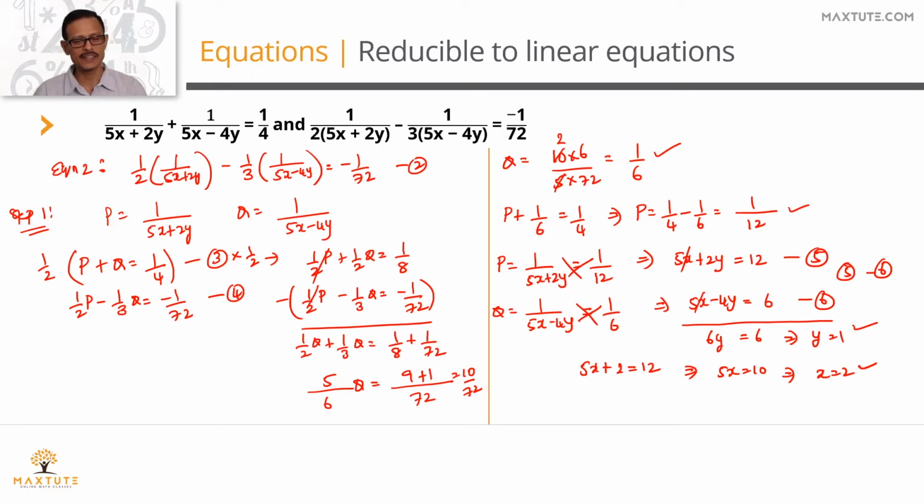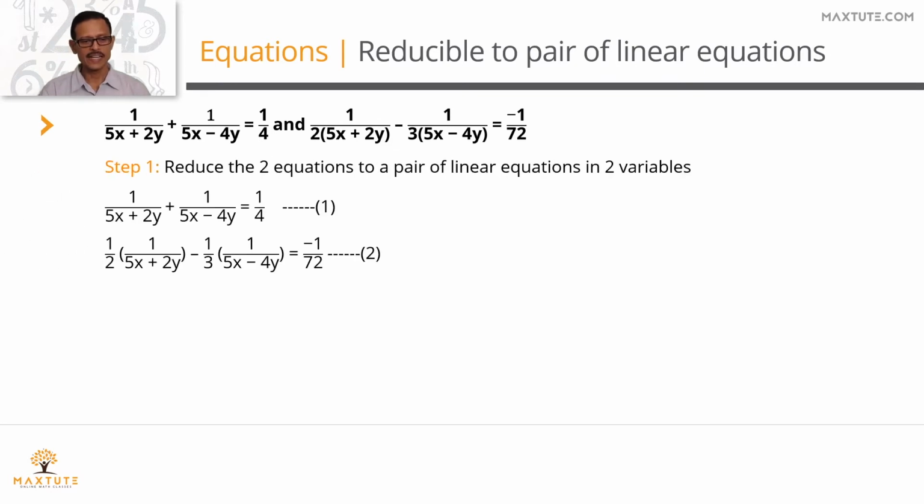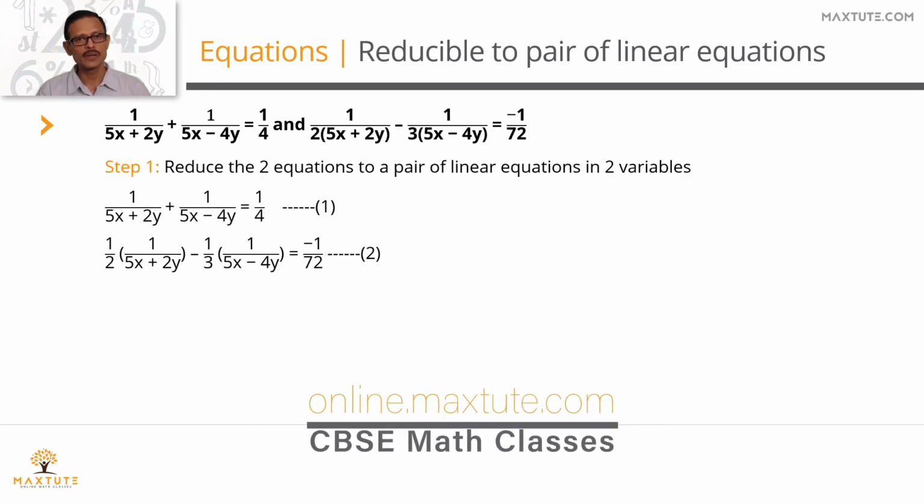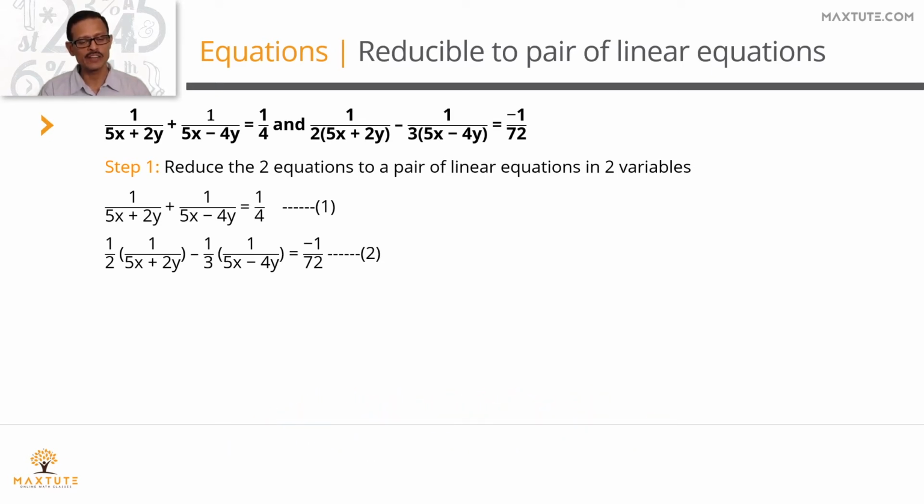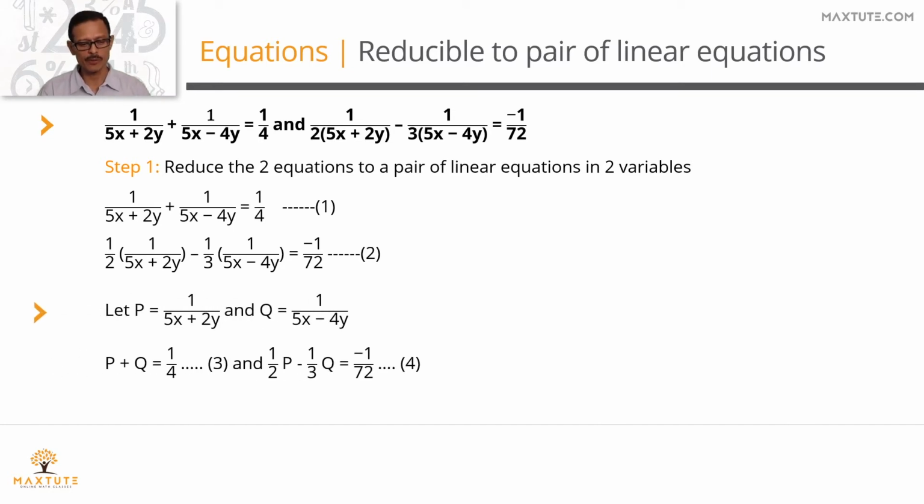Quickly summarize it in a minute in the printed form. We are rewriting equation 2, taking away the coefficients. So this is what we get as equation 2. We're going to substitute p as 1 by 5x plus 2y and q as 1 by 5x minus 4y and rewrite this to equations that resemble the standard form. So equation 1 essentially translates to this because p is this value. Q is equal to 1 by 5x minus 4y. So I've substituted that here. P plus q equals 1 by 4. We'll call it equation 3.